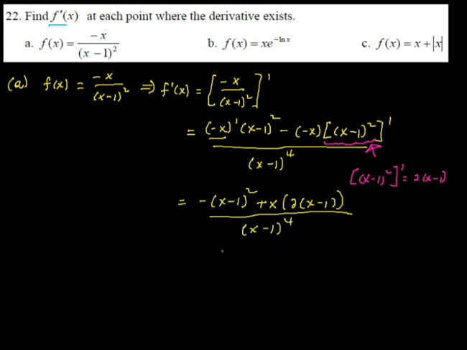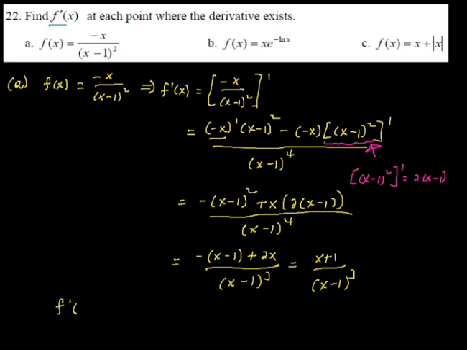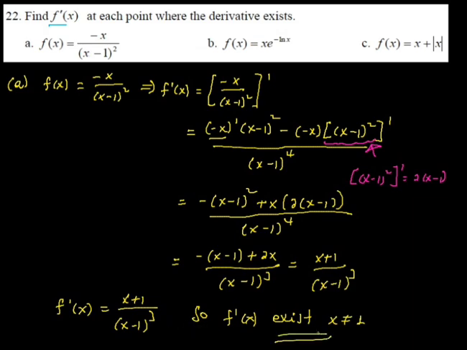We can further simplify this and obtain (minus x minus 1 plus 2x) over (x minus 1) the whole cube. So this means (x plus 1) over (x minus 1) the whole cube. This is our f derivative. So for the a part, f derivative is (x plus 1) over (x minus 1) the whole cube. Our f derivative exists for every x except 1. It cannot be 1, so it exists for every x except 1.